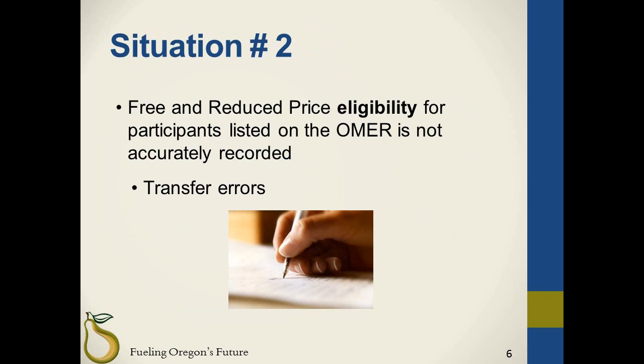In situation number 2, during another administrative review, the ODE CNP reviewer found that the free and reduced price eligibility for participants that are listed on the OMER was not accurate. The sponsor did not correctly record the approved eligibility of participants on the OMER. The sponsor correctly approved 3 participants as free on the CIS forms, but recorded the eligibility as reduced price on the OMER. This is a transfer error.